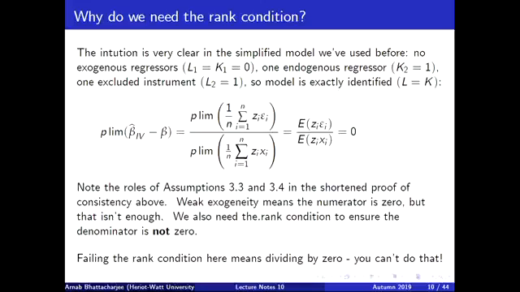Okay, so weak externality means the numerator is 0. That isn't enough. We need the rank condition to ensure that this guy is not 0. So that we need now, as well. If this fails, then this one will be 0. So we do not know what the probability limit is. We cannot have that. Intuitively clear? Okay, so that is the problem that we are facing. So that is the problem that we will be discussing now.